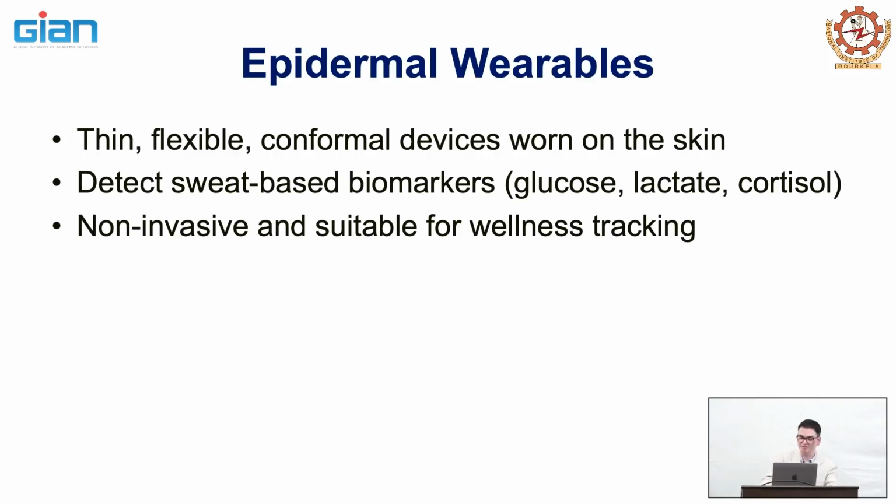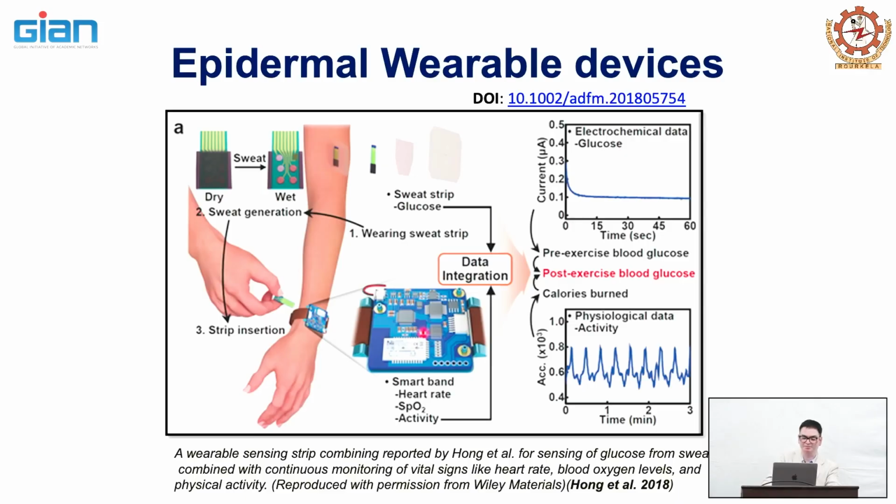Okay, so we move on to the next thing, wherein we have some examples here. We look at the epidermal wearable devices. You can see here, this is one where you use a paper strip. This paper strip is used for sensing glucose from sweat, and it's combined with monitoring other vital signs, other physical sensors that you have: heart rate, blood oxygen levels, and physical activity as well. This is the epidermal wearable device.